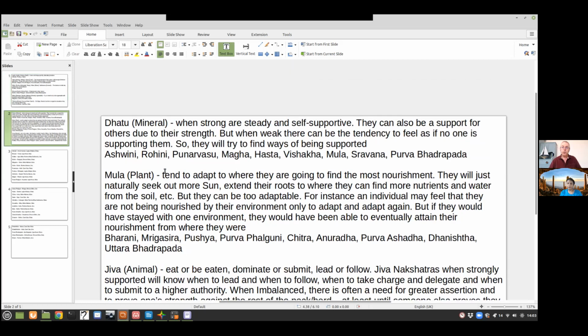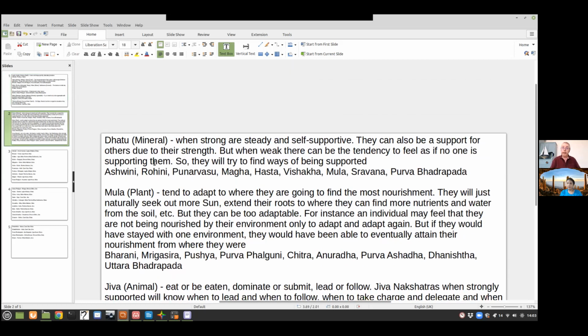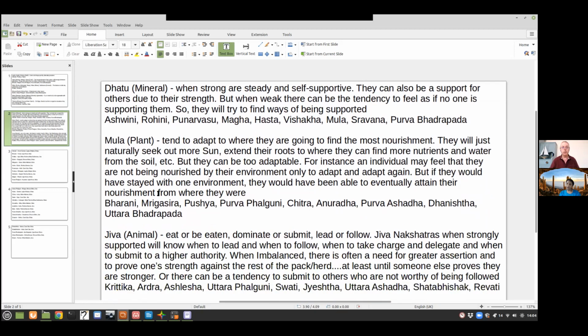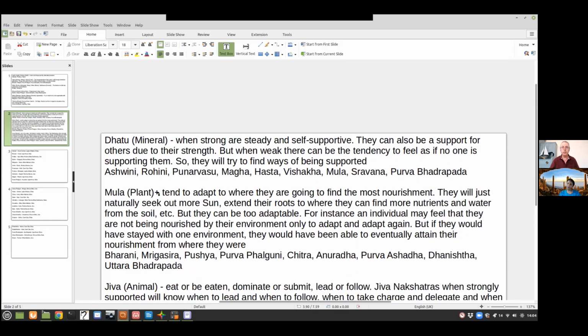So each nakshatra will belong to one of three kingdoms. Those are the mineral kingdom, which is the Dhatu kingdom, the plant kingdom, which is the Mula kingdom, which is very easy to get confused with the concept of Mula Nakshatra when you're going through and looking at this. But Mula means plant, and Mula Nakshatra itself relates to roots tied together, right? So Mula is a plant. Then we have the animal nakshatras, which are the Jiva nakshatras.